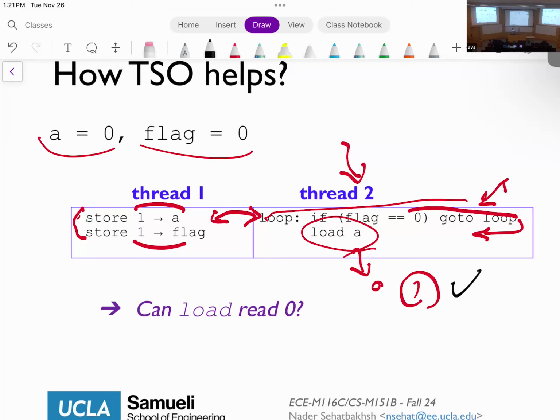Okay? It's always 1. If I didn't have TSO, which means that I could issue loads in any order that I want, then this load could have been either 0 or could be 1. Because there is no guarantee that this finishes before this. This order may not be maintained. If this order is maintained, then the code on the right side is also maintained.